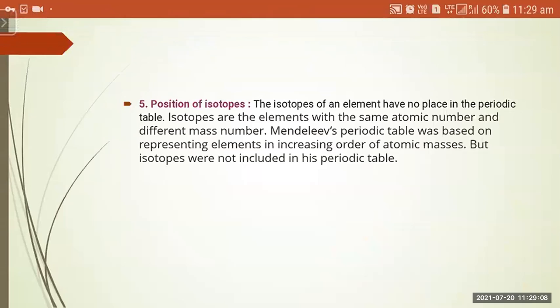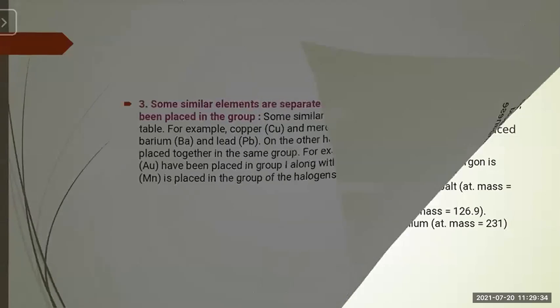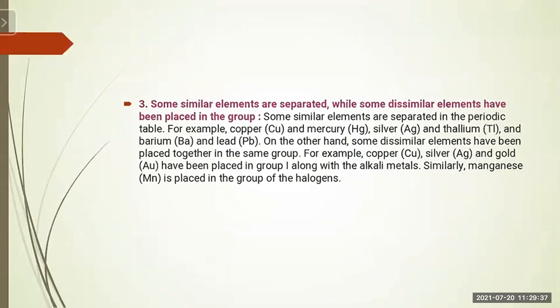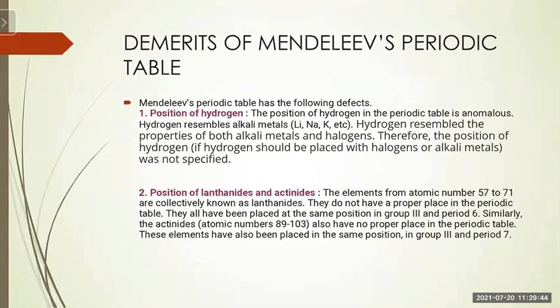So these were the defects of Mendeleev's periodic table: no proper place for isotopes, and he could not specify the position of hydrogen. The elements were arranged in increasing order of atomic mass, but this sequence could not be followed for some elements, as we have seen in the examples. Then some dissimilar elements were placed together in the periodic table, and the positions of the lanthanides and actinides were not properly mentioned. So these are some of the defects of Mendeleev's periodic table.